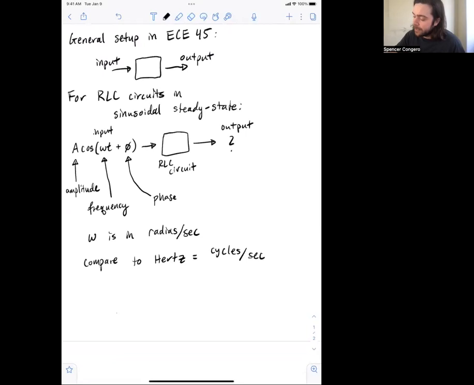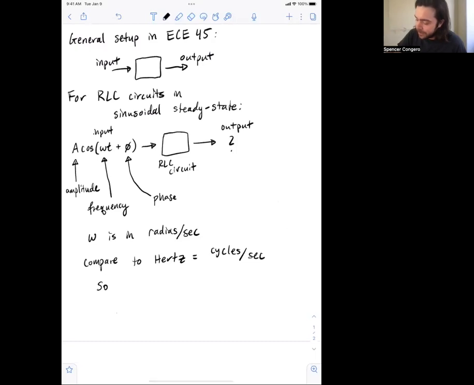Okay, so if you think about it, if I'm going around and around in a circle, if I go around in one cycle, how many radians have I gone through? I've gone through 2 pi radians, right? There's 2 pi radians in a circle. So every one cycle gives me 2 pi radians.